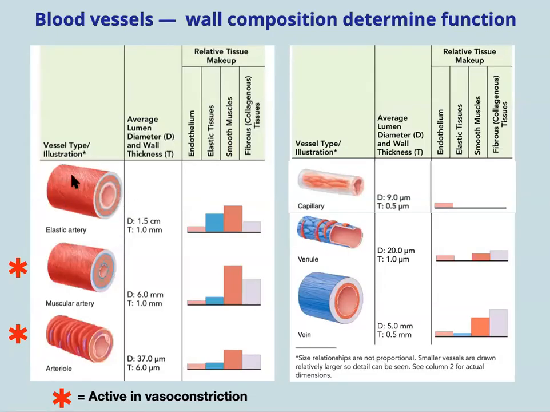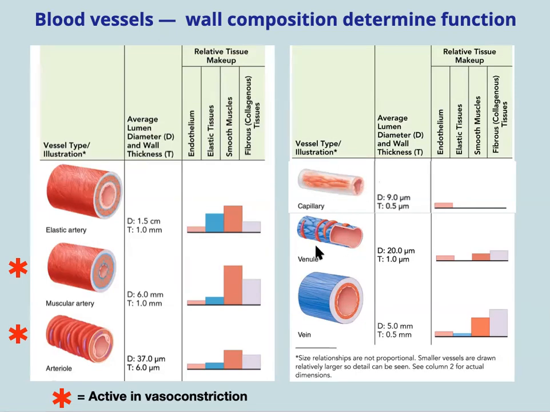So elastic arteries, because of their ability to expand and recoil, are important in serving as pressure reservoirs. Muscular arteries and arterioles are active in vasoconstriction, so their importance is in their control of blood pressure. Capillaries have really thin walls. They allow for efficient exchange of nutrients as well as waste.